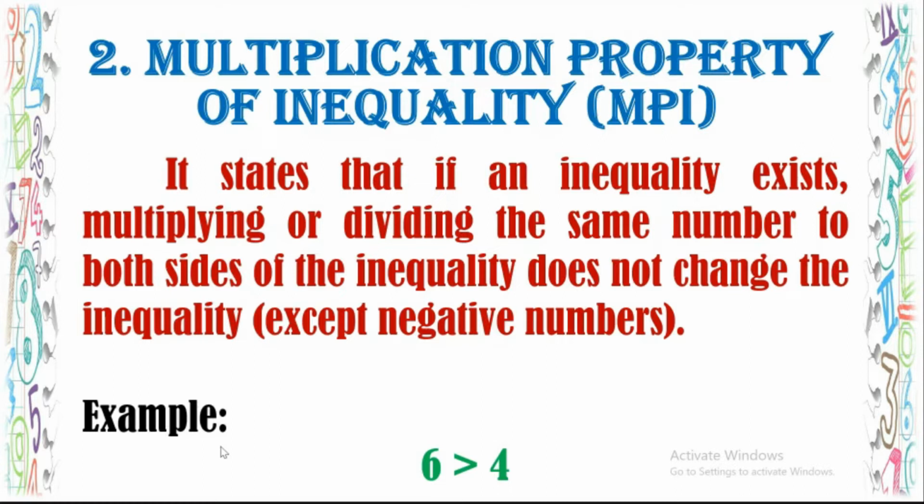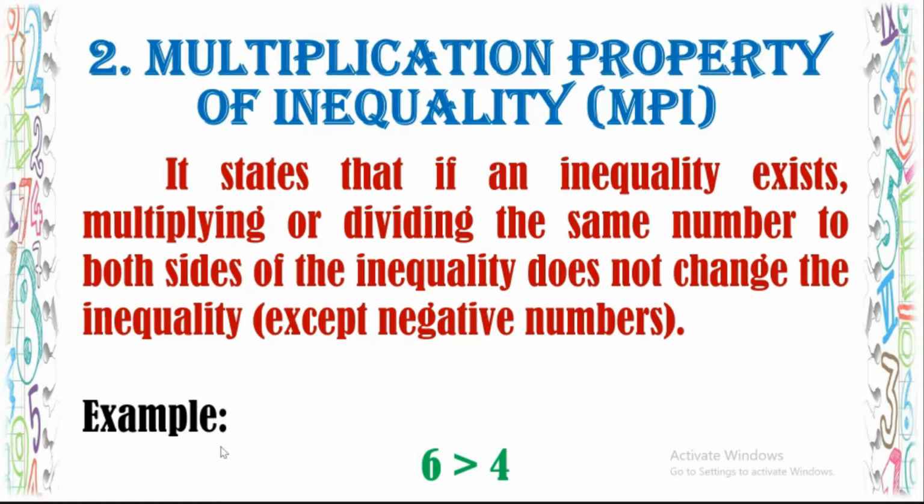Let us have negative numbers. Say for example, we multiply 6 by negative 1, that is now negative 6, and then 4 by negative 1, so we have negative 4. So that is now negative 6 is greater than negative 4.